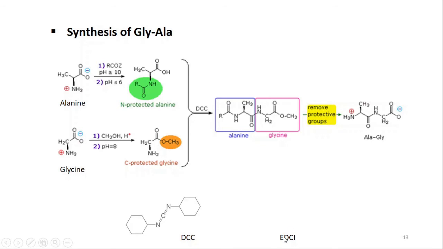You can also use EDCI. EDCI has this structure, it is a modified reagent of DCC. The advantage of using EDCI, which is a salt, over DCC is that it goes into water after the workup. When you do the workup after the amide bond formation, you just add water or dilute HCl, then it easily goes out in water, so you get the end product a bit cleaner. Okay. So how is this coupling carried out?